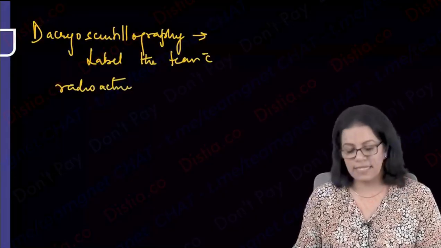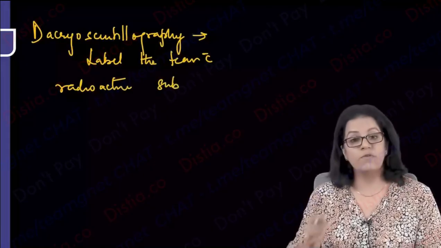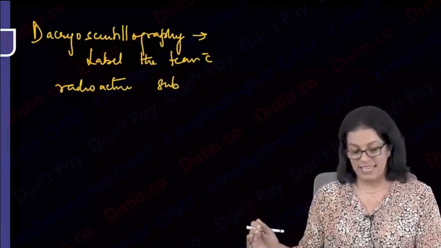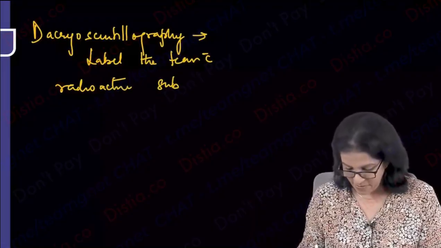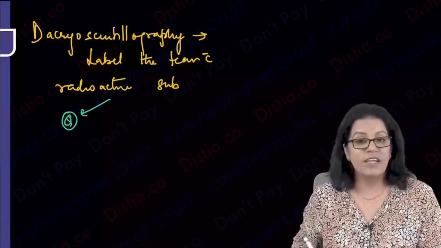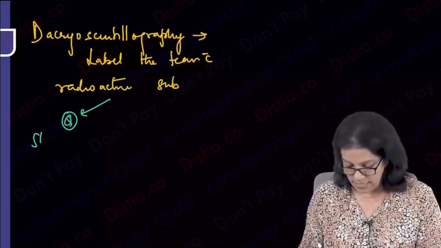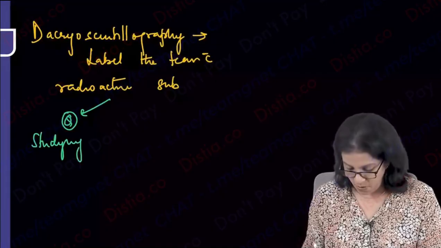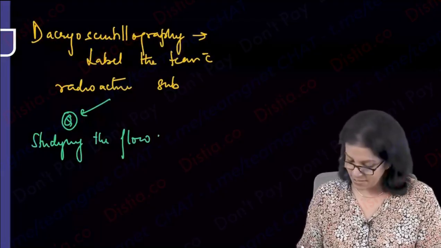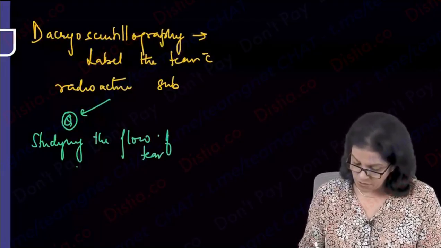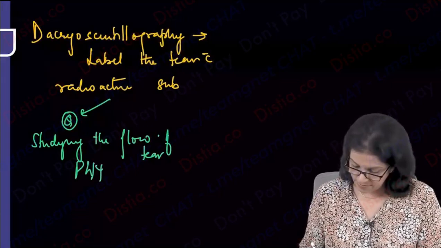Like technetium-99, and after that you are going to follow it through the gamma counter. Correct? Okay, two questions here for exams. First, this is one investigation where you are studying the flow of tear in physiological conditions. In most physiological conditions.